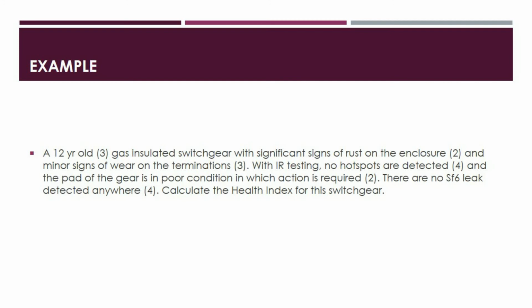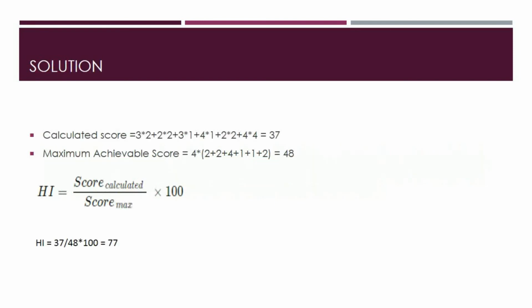Now, no SF6 leak is detected anywhere, which is a good sign, so we gave it a rating of 4 for that. And in this case, calculate the health index for this switchgear. So of course, we first need to calculate the score for this switchgear's condition. Basically, we sum up the ratings we obtained, multiplied by the weights of those respective categories. And in this case, our calculated score is 37.